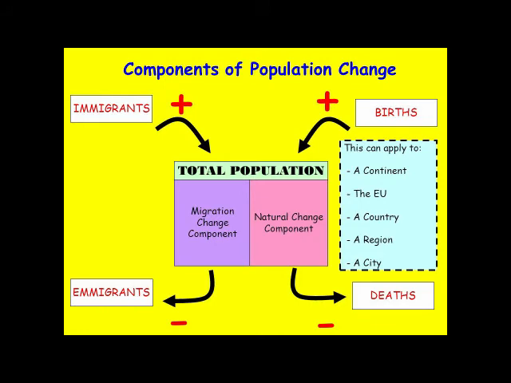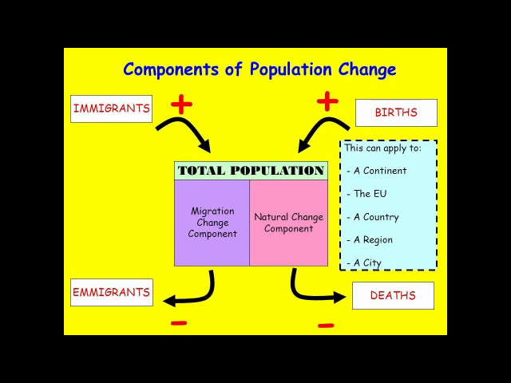Next, we come to the components of population change. The first one is the birth rate. The birth rate is the total number of live births per thousand of a population in a year. Now, birth rates ranging from 10 to 20 births per thousand are considered low, while rates from 40 to 50 births per thousand are considered high. The next one is the death rate. The death rate can be defined as the number of deaths per year per thousand people.